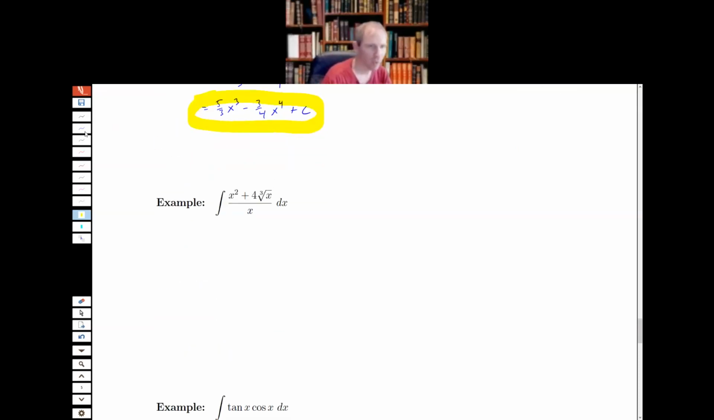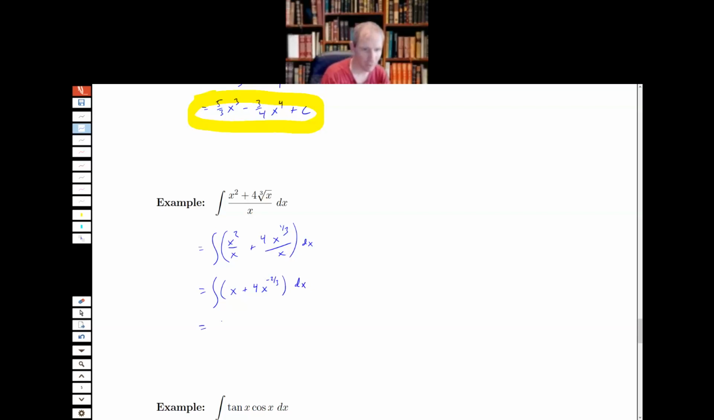Similar story with this next one. I don't have a quotient rule for integrals, so I can't start by integrating. What I'm going to do is rewrite this so that I don't have a quotient anymore. So I'm going to take x squared over x plus 4x to the 3rd power over x. Okay, and each one of these fractions I can simplify. x squared over x is just x. x to the 3rd over x is x to the negative 2/3.